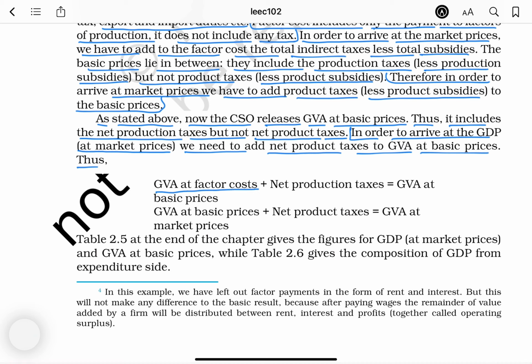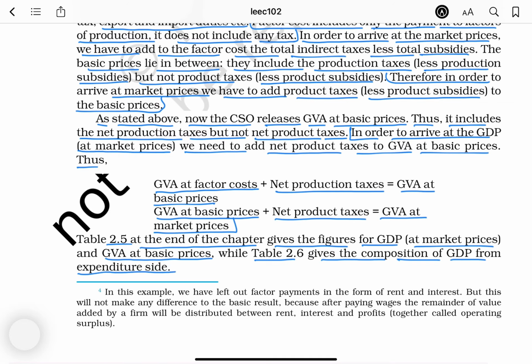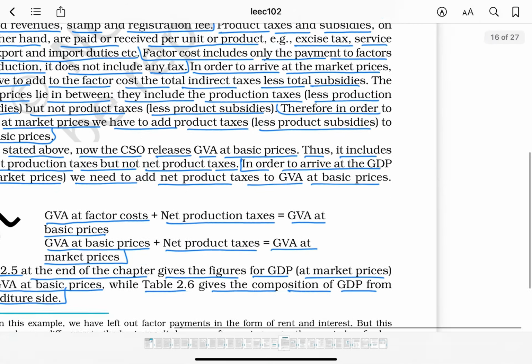Thus, GVA at factor cost plus net production taxes is equal to GVA at basic prices. GVA at basic prices plus net product taxes equals GVA at market prices. Table 2.5 at the end of the chapter gives the figure of GDP at market price and GVA at basic prices, while table 2.6 gives the composition of GDP from the expenditure side.